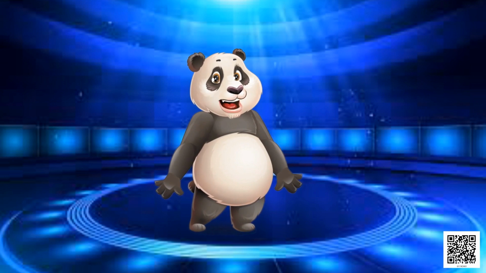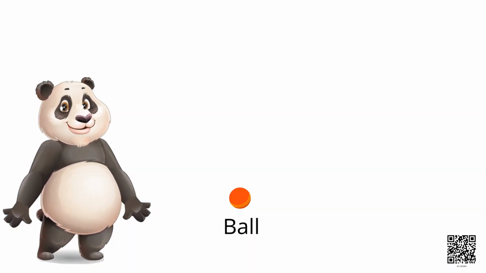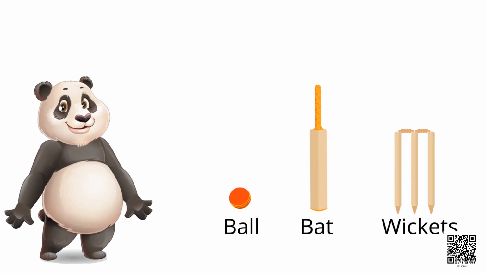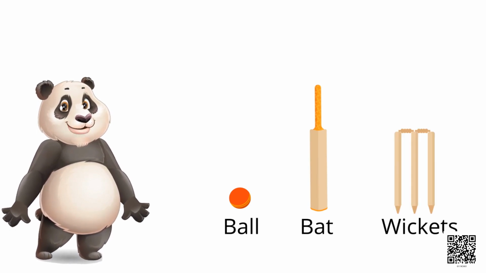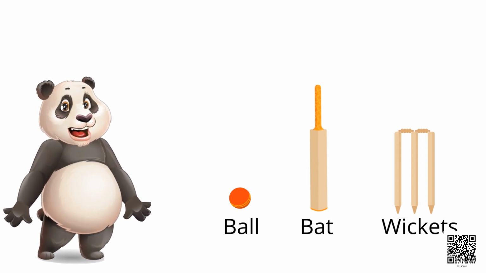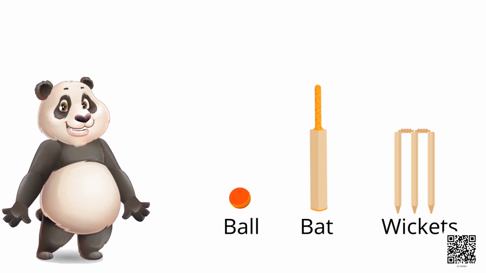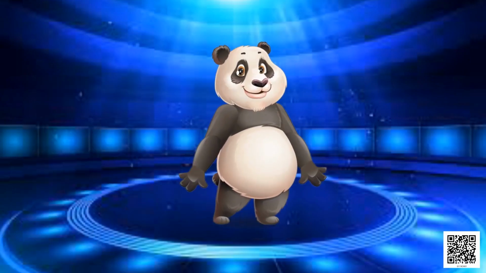Children, what all do you require to play cricket? A ball, a bat, and wickets. Very good. Correct. A ball, a bat, and wickets. All these things are used to play cricket. And all these things, you see, they look different from each other in shapes. Means these are the things of different categories.